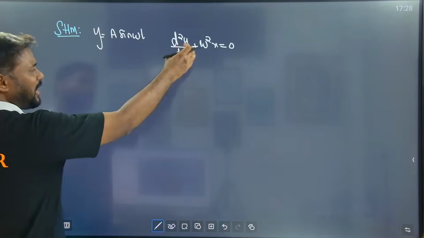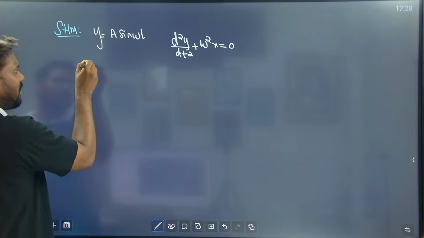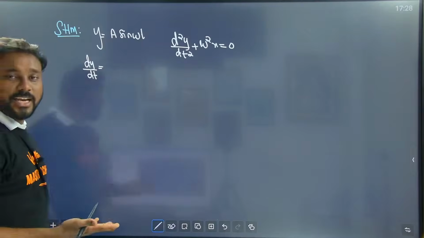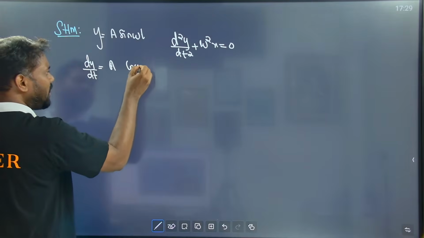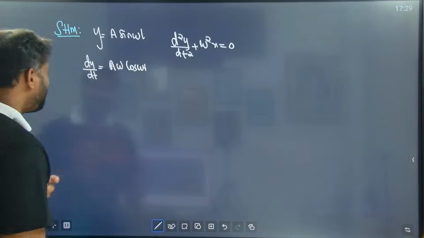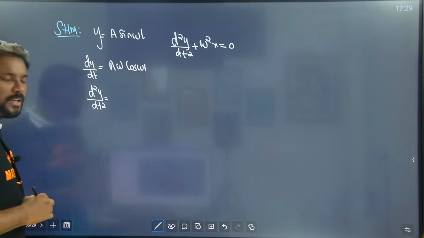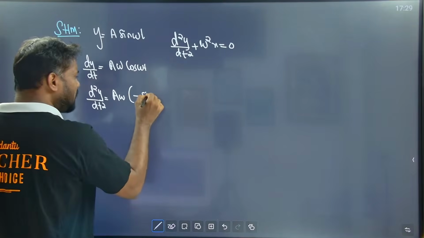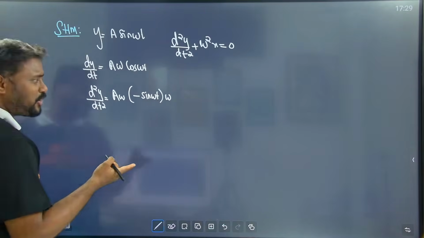First I'm going to differentiate with respect to time. This is y. First time differentiation: dy by dt. Sine function, sine differentiates to cos. So we can say a cos omega t, then omega t differentiates to omega. So this is the velocity, right? Again I'm differentiating, d square y by dt square. Second time differentiation: a omega cos omega t differentiates to minus sine omega t, then we differentiate omega t again.